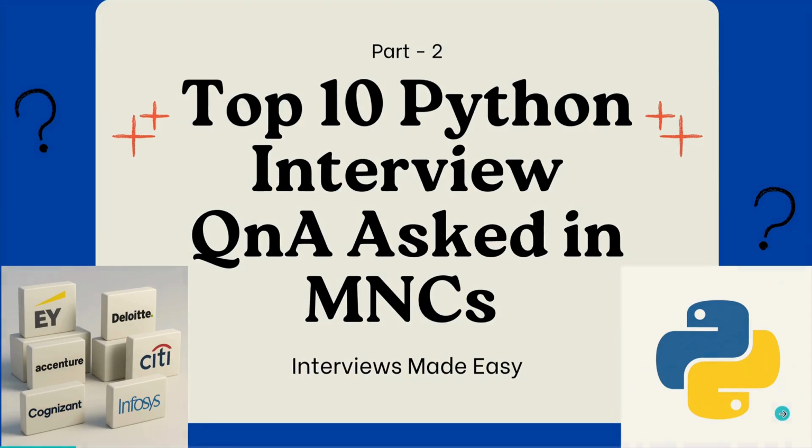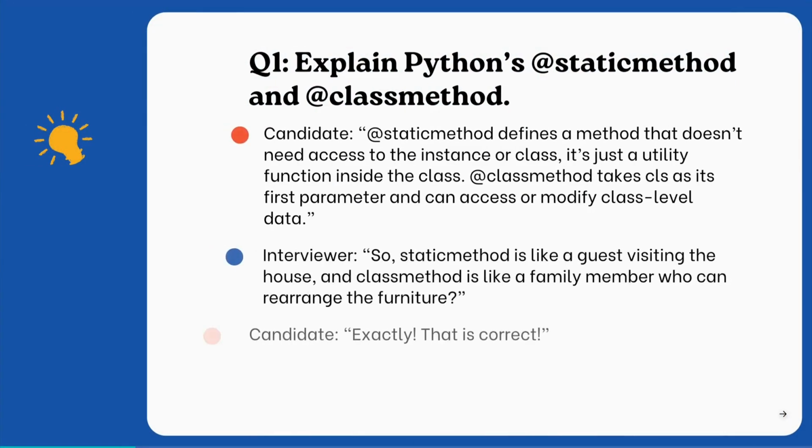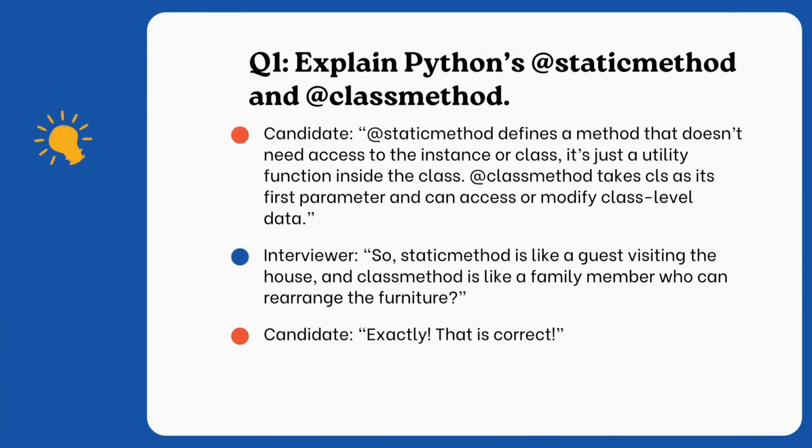Explain Python's @staticmethod and @classmethod. @staticmethod defines a method that doesn't need access to the instance or class. It's just a utility function inside the class. @classmethod takes cls as its first parameter and can access or modify class-level data.